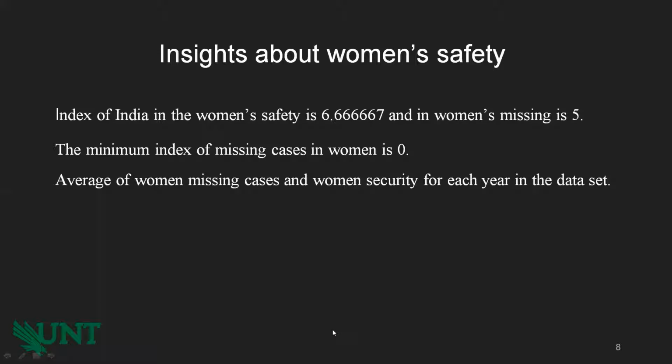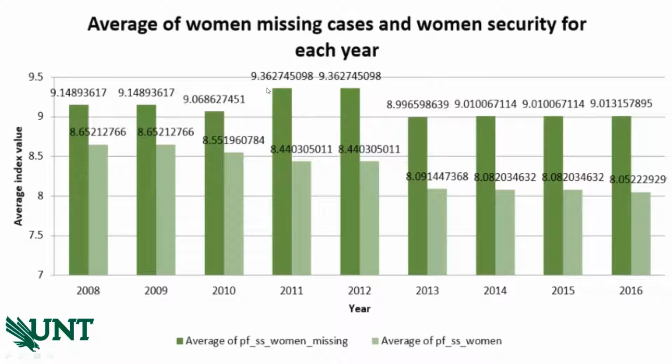Coming to the next thing, the minimum index of women missing cases is 0. That is really good, because some other countries have index 0 according to the dataset. And the average of women missing cases and women security for each year in the dataset is shown in this pivot chart.